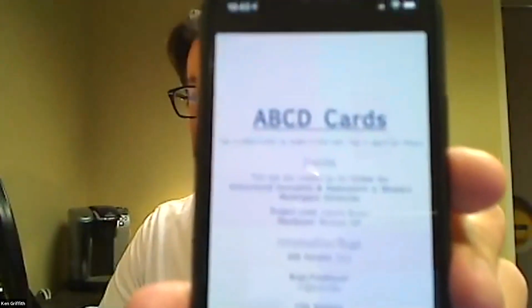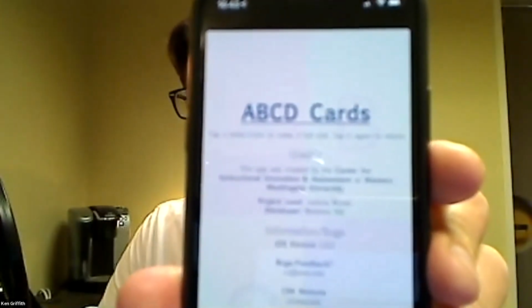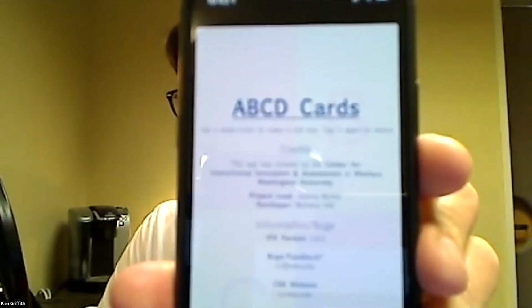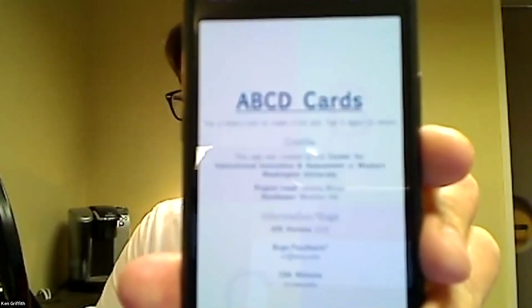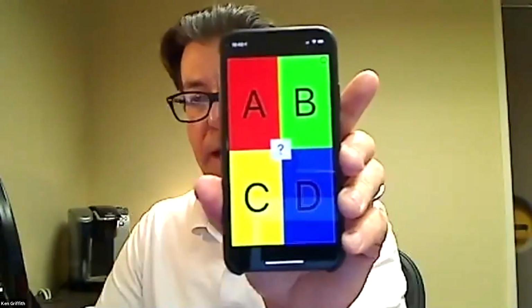I just realized that I did want to share one idea on application for peer instruction, learning assistants, etc. If you have a smartphone handy, consider looking up an app called ABCD cards. That's what the app looks like. I don't know if that is reversed on your screen. I can't tell. Okay, it's good. This is actually what the app will look like.